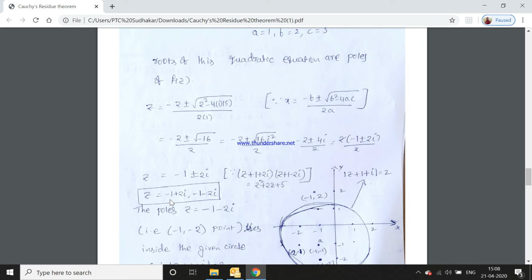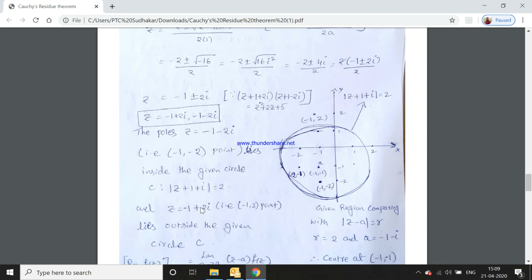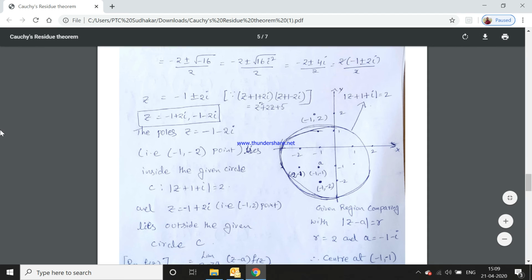By using these poles, we write the factors of the given equation. Z plus 1 plus 2i, meaning this pole taken to this side, we get z plus 1 plus 2i, for this pole. If you use this pole, z is equal to minus 1 plus 2i, we get this factor z plus 1 minus 2i. So z plus 1 plus 2i into z plus 1 minus 2i is equal to z square plus 2z plus 5. Now we have to find which poles are inside by using the given region.